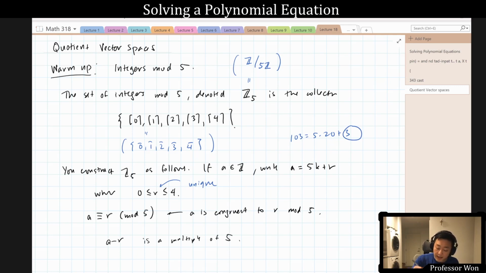Right, so you can think of these equivalence classes as entire sets of integers. 0 bar is all the integers that are equivalent to 0 mod 5. What does that mean? That means that you can write them as 5 times k. In other words, the equivalence class of 0 consists of all multiples of 5. The equivalence class of 3 is all the integers that you can write as 5k plus 3. So there's 3, there's 5 plus 3, there's 10 plus 3, there's 15 plus 3, 20 plus 3, right?